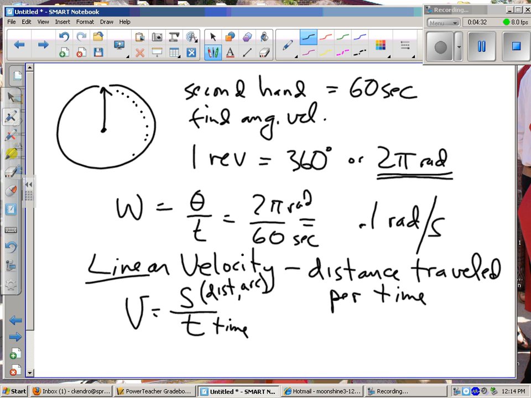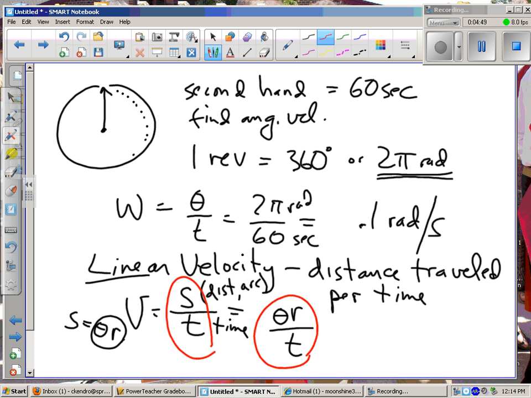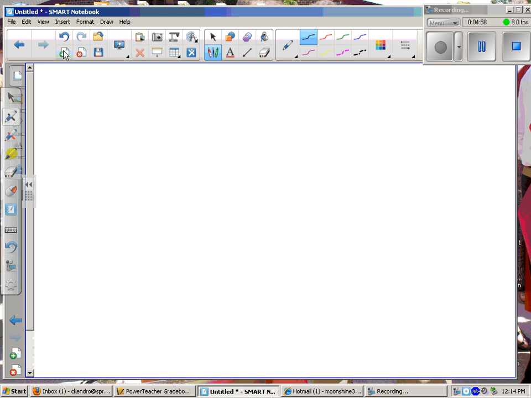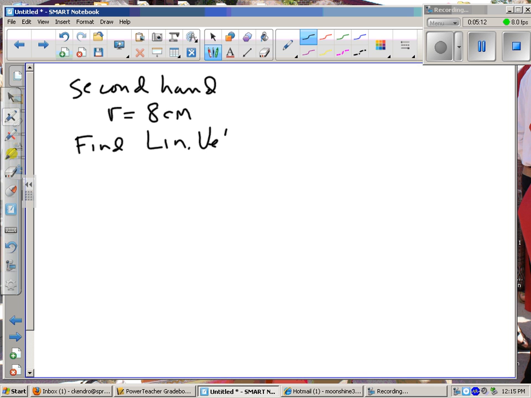Now remember the SOAR formula, s equals theta r? I could put theta r in place of s, so this formula could be theta r over t. Those are two versions of the same formula. It just depends what they give you in the problem which one you're going to choose. So let's try a problem and see which one works best. Let's use that same second hand, and the only difference is I'm going to tell you that the radius of the second hand is 8 centimeters long. I want to find linear velocity.